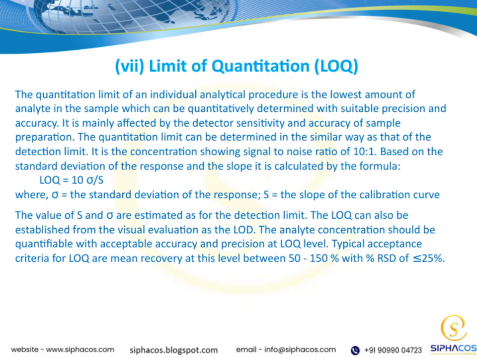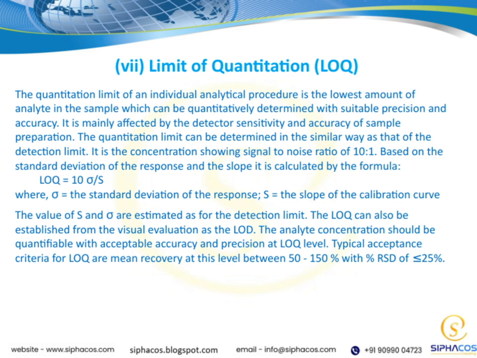The LOQ is primarily influenced by 2 factors: the sensitivity of our detector and how accurately we can prepare our samples. These factors determine how well we can detect and quantify low concentrations of analytes. Just like with the detection limit, we can determine the LOQ using a similar approach. However, for LOQ, we look for a signal-to-noise ratio of 10:1, meaning the signal must be 10 times the background noise.